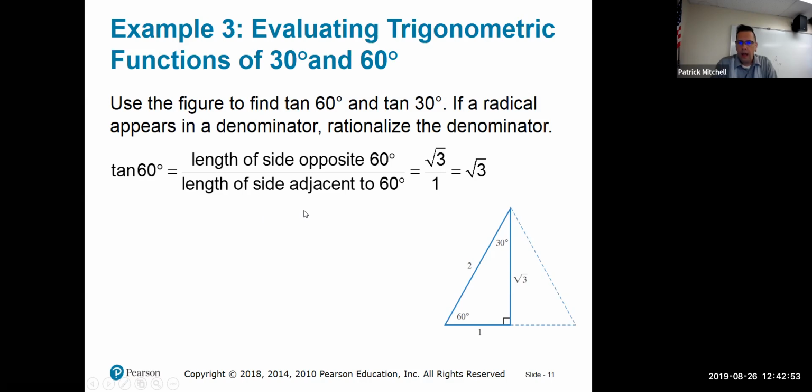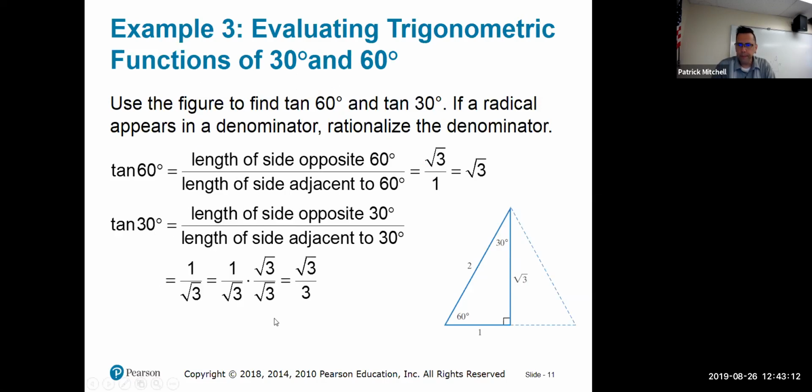Okay. And then for 30 degrees, it is up here. So now the opposite and the adjacent flip, right? Now the opposite is 1 and the adjacent is square root of 3. So the tangent of 30 degrees is going to be 1 over the square root of 3. And for people who are picky about these things, like my math lab, to rationalize the denominator of 1 over the square root of 3, you have to multiply the top and the bottom by square root of 3. And you get that the tangent of 30 degrees is square root of 3 over 3. Tangent of 60 degrees is square root of 3.